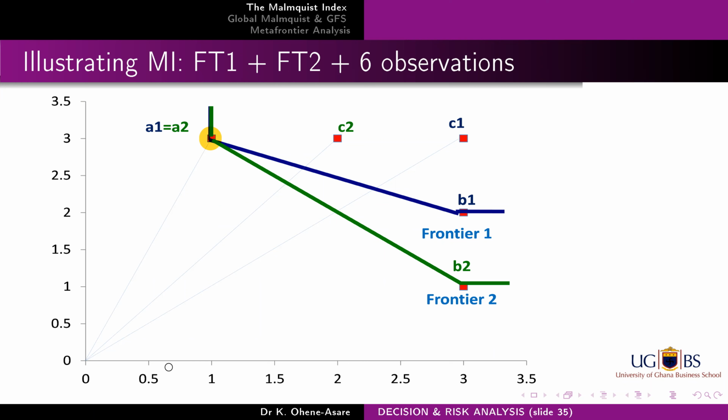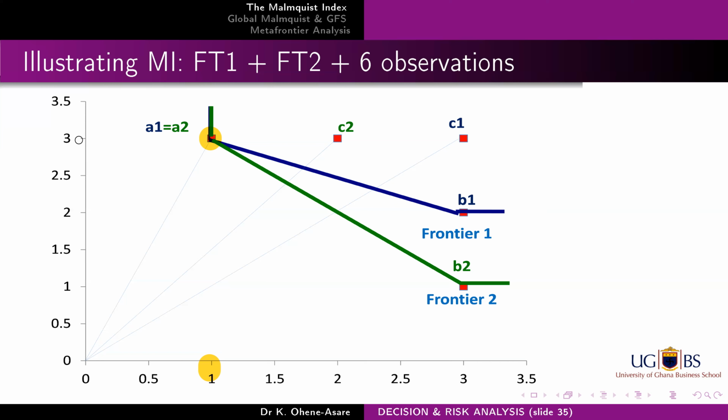So for A, how do you read it? You read it on the x-axis. So the distance from the origin to the frontier is 1. And the distance from the origin to the firm is also 1. So the efficiency score for A1 will be 1/1. And of course, you can see that it is the same thing for A2. Remember, I'm using the x-axis to calculate.